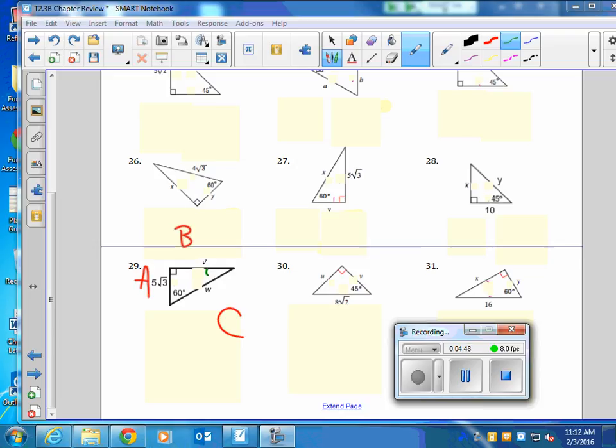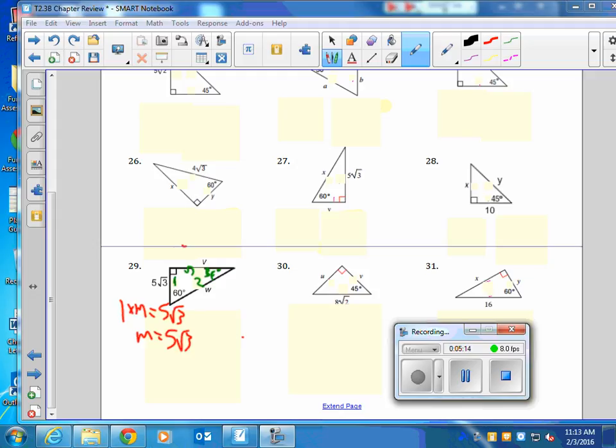This is 60. This is 30. It's going to be across from here. This will be the shortest. The hypotenuse will be double. This will be square root of 3. So then we get this old multiple thing going on. 1 times m will give you 5 root of 3. So the multiple is times 5 root of 3.